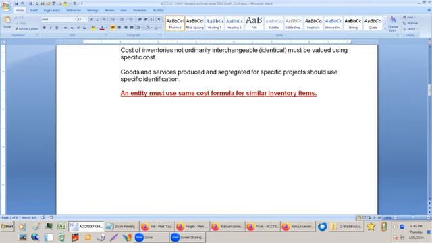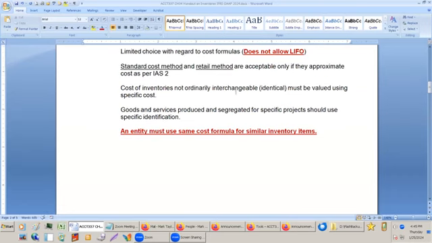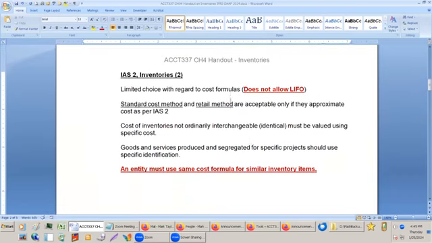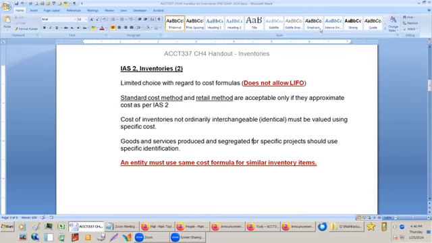If they're in an inventory of parts or whatever that you're selling, if they're similar, they must use the same formula. You cannot have two or more formulas for similar inventory. And again, that's different than the US. In the US, as long as you put it in the notes, let people know, that's fine.